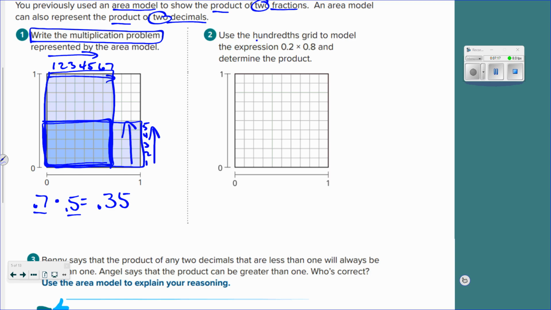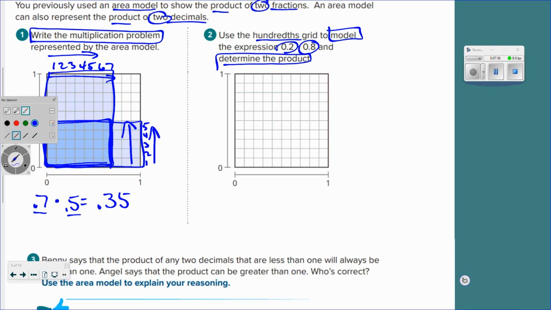So now I'm going to model the expression 2/10 times 8/10 and determine the product. So I've got 2 parts. I need to model the expression, and I need to figure out what the answer is. The first thing I'm going to do in modeling is my first number. So my first number is 2/10. How would I color that in? Top to bottom, how far? 2. So I color in top to bottom for 2 of them.